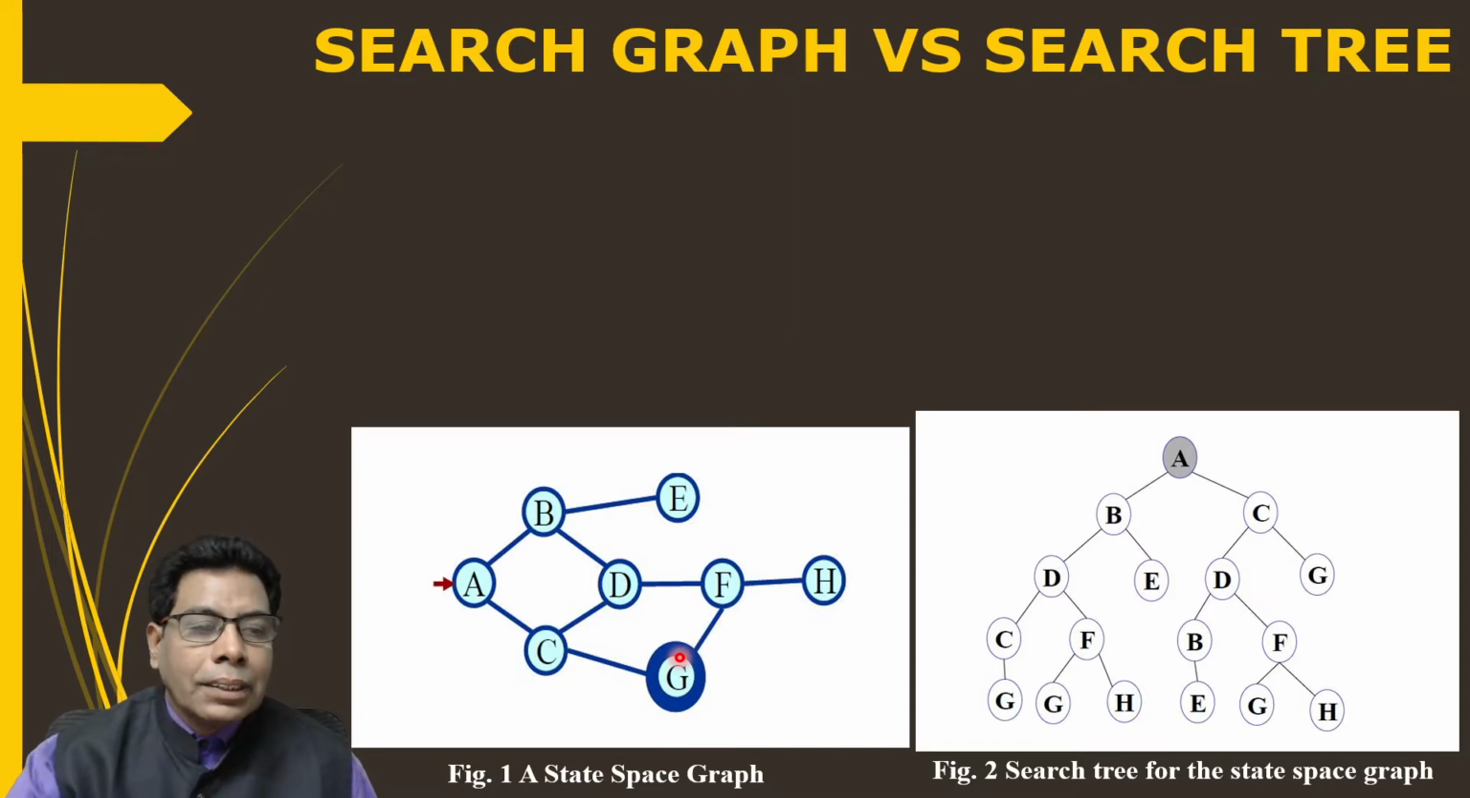Then on this side, again we go for C. It has connections to D and G. So C will have connections to D and G. In this way we can obtain the search tree.